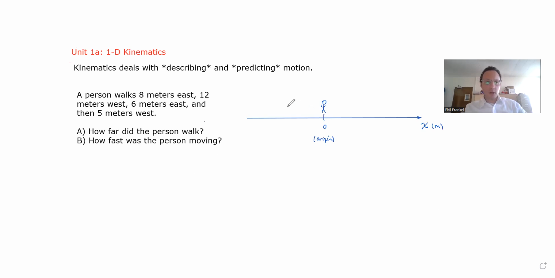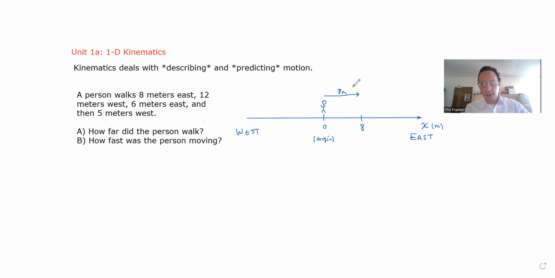And first they walk 8 meters to the east. Now I have to indicate where's east and where's west. I could choose east to be to the left and west to the right, but I'll decide to label my coordinate system with east on the right side and west on the left side of the origin. And so they walk 8 meters east. I'm going to label this as clearly as I can. So 8 meters east, they're going to end up at X equals 8 meters.